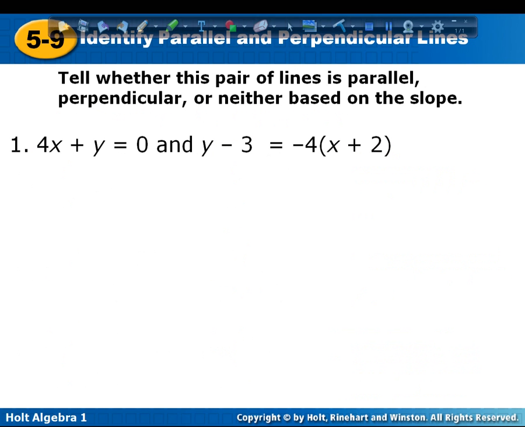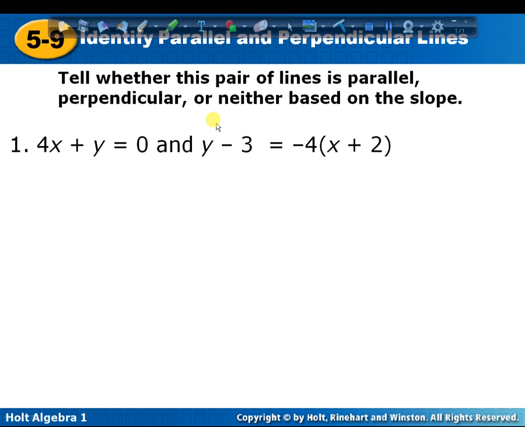Alright, here's number 1. This is where you need to start writing. We're going to tell whether this pair of lines is parallel, perpendicular, or neither based on the slope. So go ahead and write down number 1. 4x plus y equals 0 and y minus 3 equals -4 parentheses x plus 2.